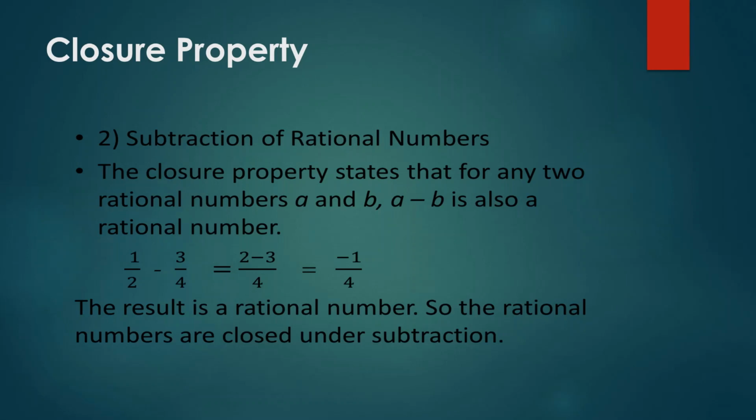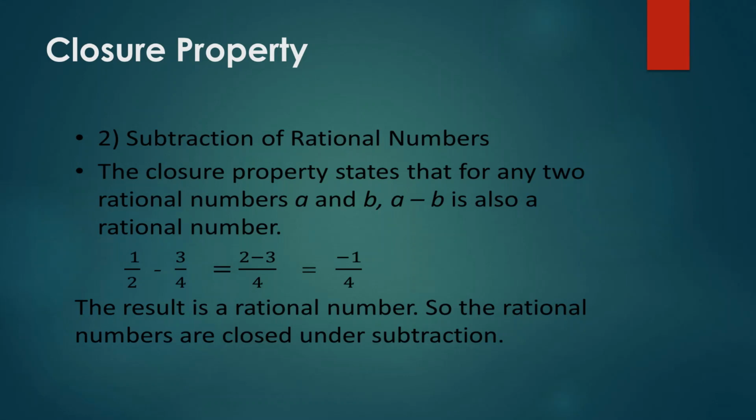Next step, closure property under subtraction. The closure property states that for any two rational numbers a and b, a minus b is also a rational number. Means the difference between any two rational numbers is always a rational number. This is called closure property of subtraction of rational numbers. If a upon b and c upon d are any two rational numbers, then a upon b minus c upon d is also a rational number.